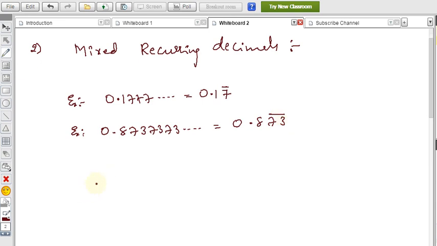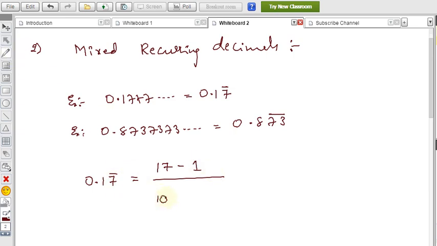So I'll explain a simple formula. Now, 0.17 bar. First, in the numerator place we should write the number without point and without any bar. Without the decimal and without the bar, the number is 17. So don't consider the bar and decimal, just write the complete number here. Minus the non-repeated number, which is 1. So we should not consider the decimal or the bar which is repeated. The complete number is 17, and without this 7, the remaining is 1.